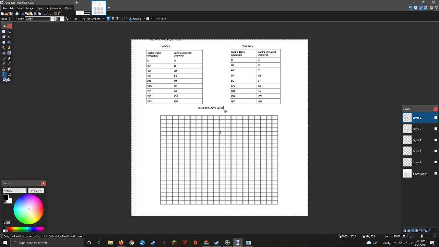So now the next thing that we need to work on is we're going to need to create the X and the Y axes. So when we look up here, the first thing we want to know is how high are we going up to? So let's do the Y axis first. The Y axis is always going to be our distance. So looking at our distance, Jack's distance goes from 0 to 138. But looking at Sarah's, it goes all the way up to 180.